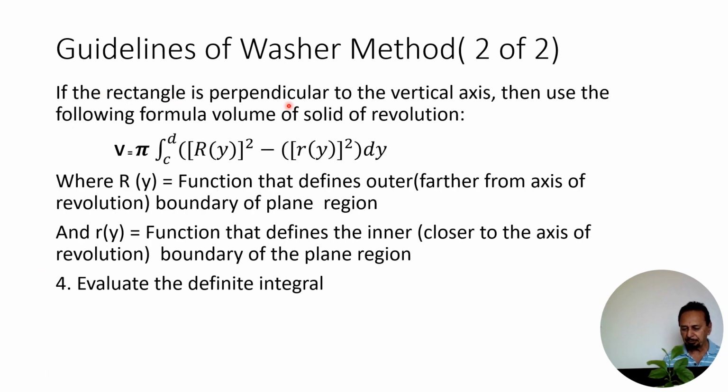If the rectangle is perpendicular to the vertical axis, then use the following formula for the volume of a solid of revolution: V is equal to pi times the integral from c to d of uppercase R of y squared minus lowercase r of y squared dy, where uppercase R of y is the function that defines the outer boundary of the plane region, meaning farther from the axis of revolution, and lowercase r of y is the function that defines the inner boundary, closer to the axis of revolution. And step number 4, evaluate the definite integral.